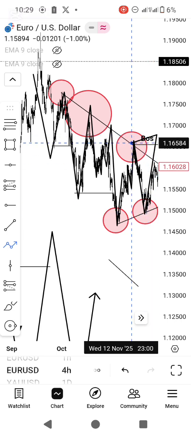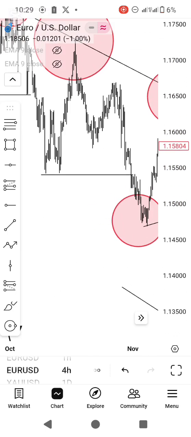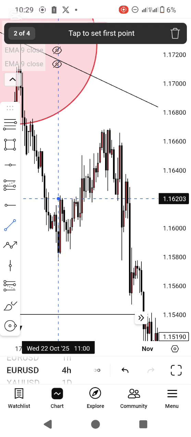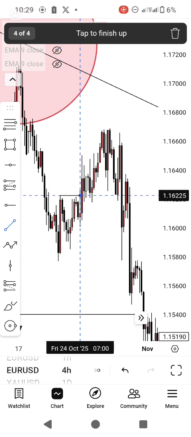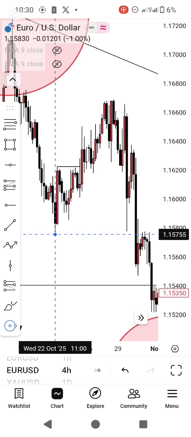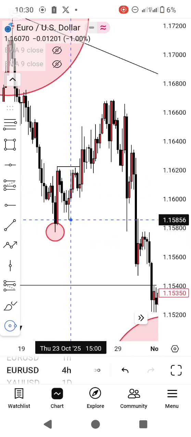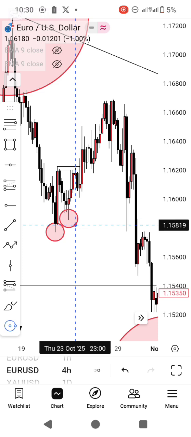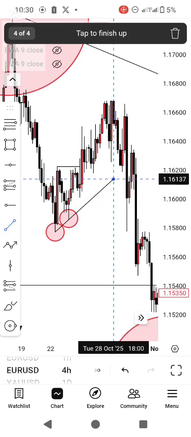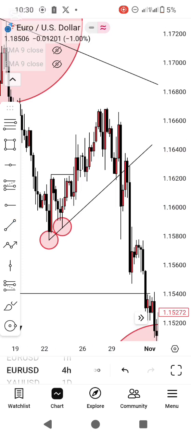So that is what we have right here. On the 4-hour, we can see a clear uptrend. You can see this was a break of structure, and then we have a low and a higher low. Connect it, and there you have it.